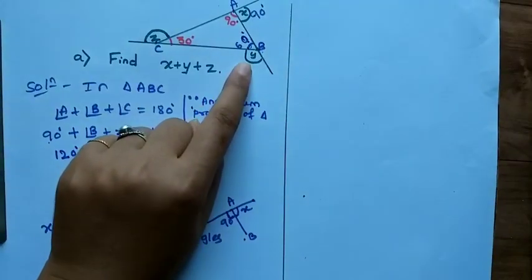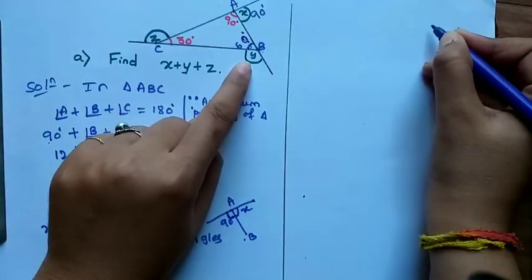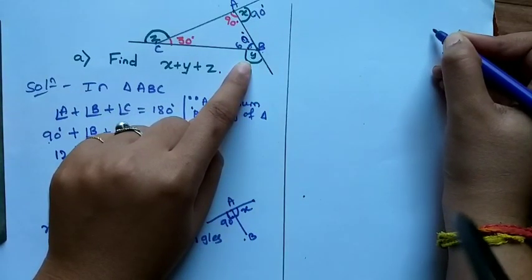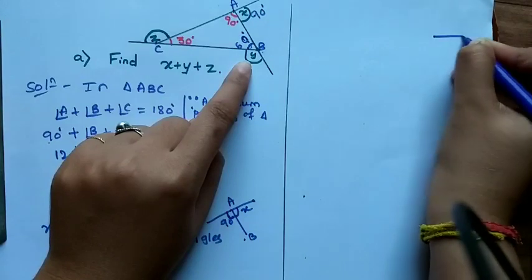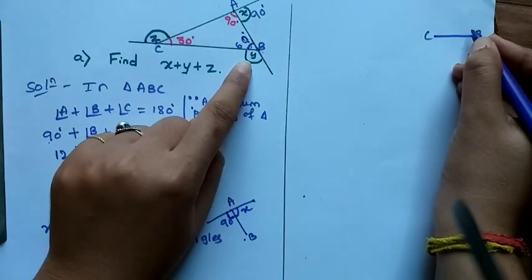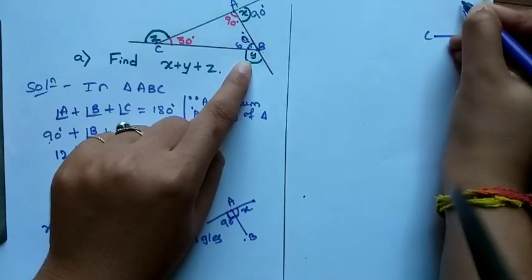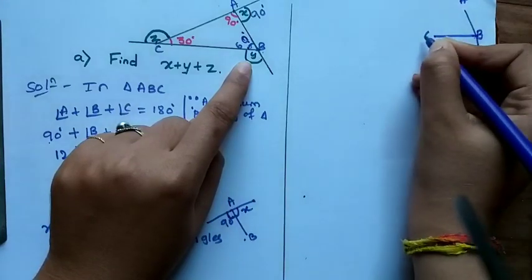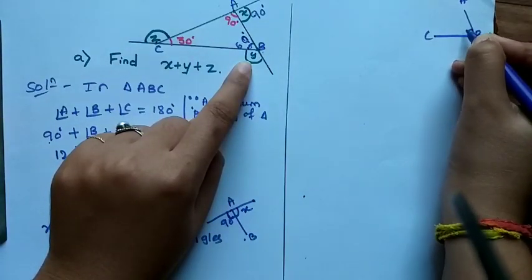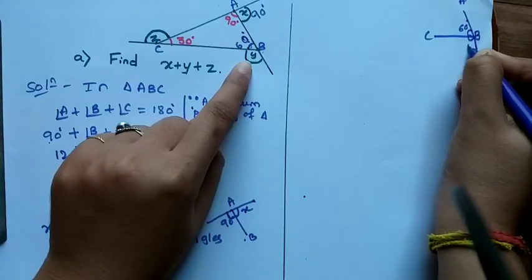Next, we have to find the angle Y. Again I will draw the figure like this. Just observe here, they gave a CB line, and here we have a form CBA. It's like this only, no? Okay, CBA. Here they gave one angle as 60 degrees, and another angle is Y, which is formed here.